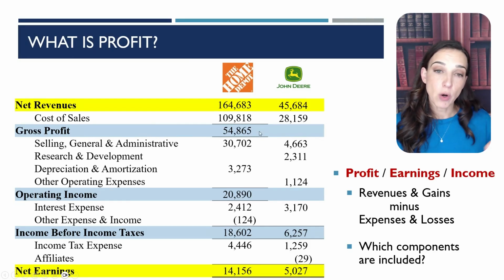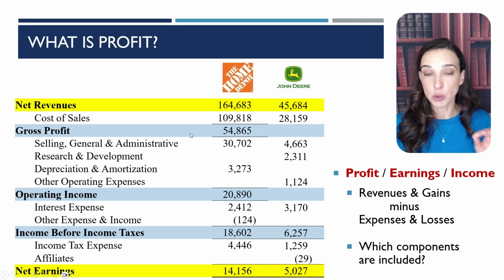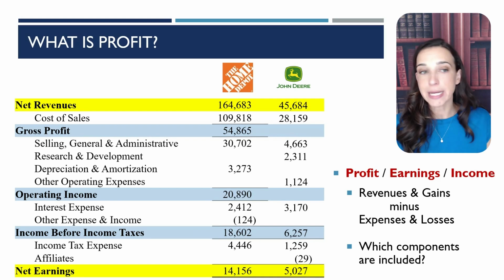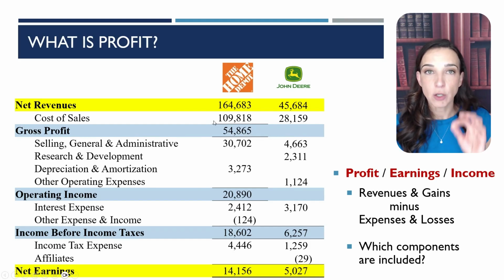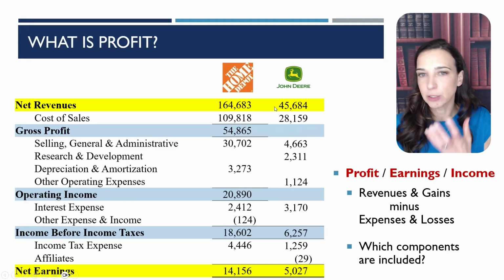Then Home Depot calculates a subtotal called gross profit. Gross profit is just revenues minus cost of sales. Before you take into account any additional operating costs, what do you have as profitability if you only subtract the main cost that it took you to generate these sales, the cost of products? John Deere doesn't give us a gross profit, but if we wanted to, we absolutely know how to calculate it. It's just net revenues minus cost of sales.